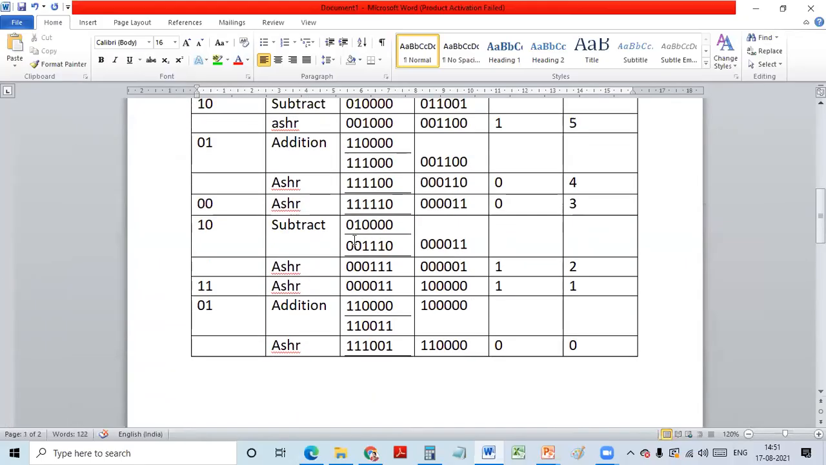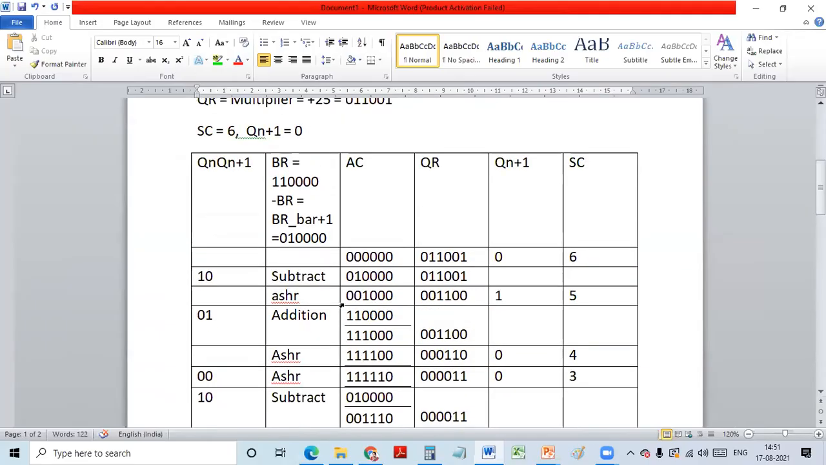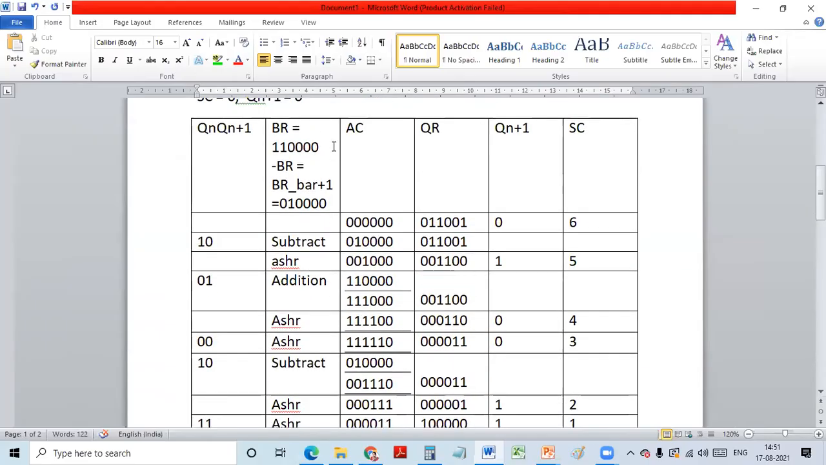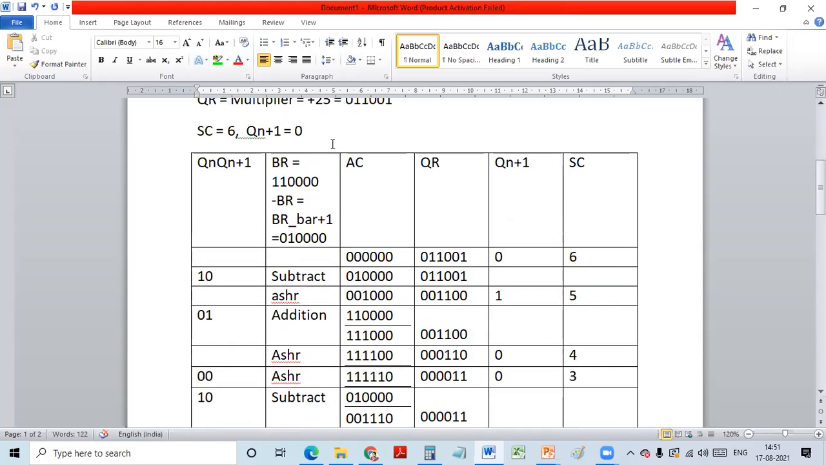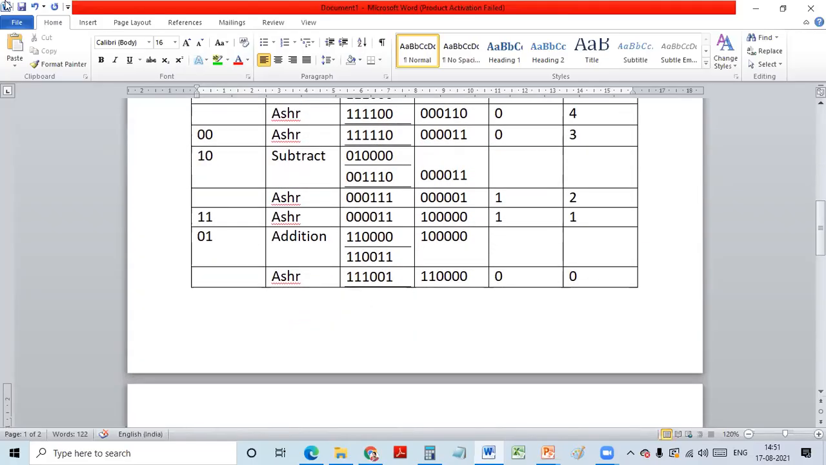While performing addition, if you get any carries, you have to neglect them because we are dealing with 2's complement. So hence we don't have any extra bit like E, which was there in sign magnitude multiplication. Next topic is division.